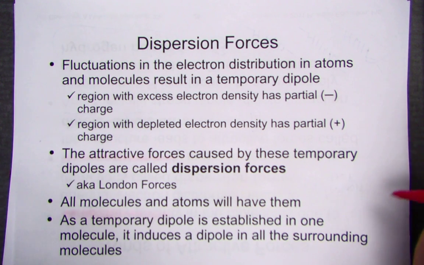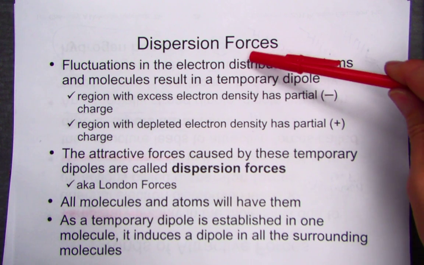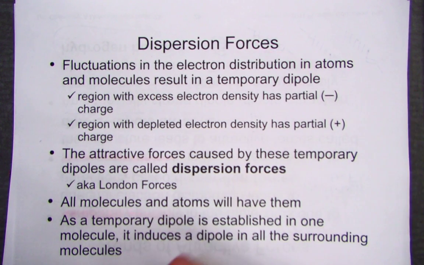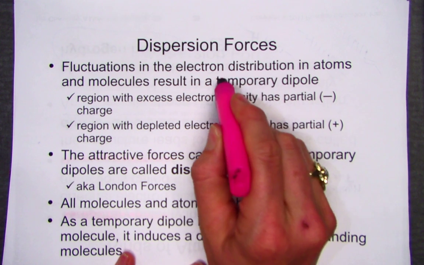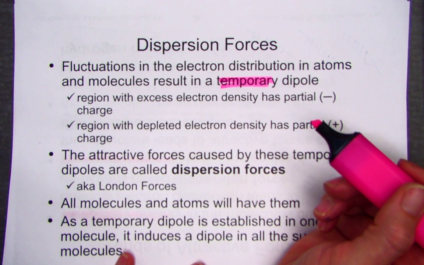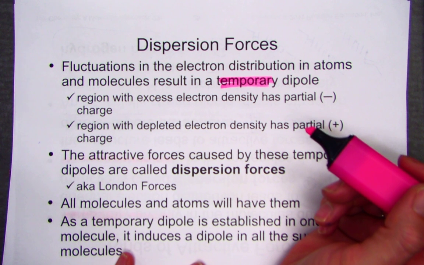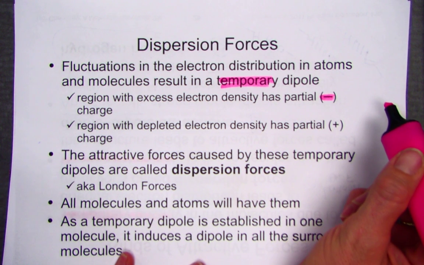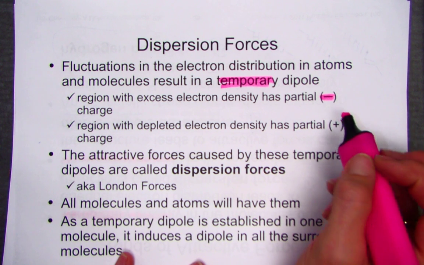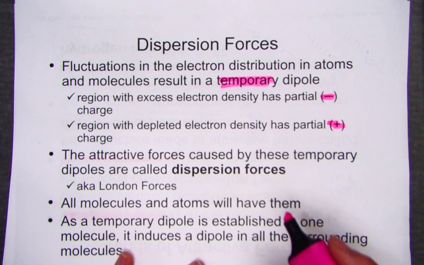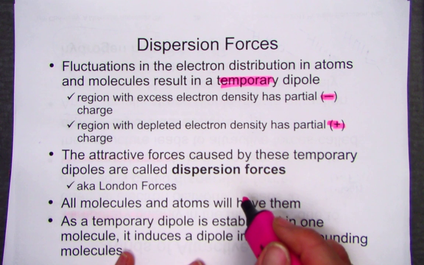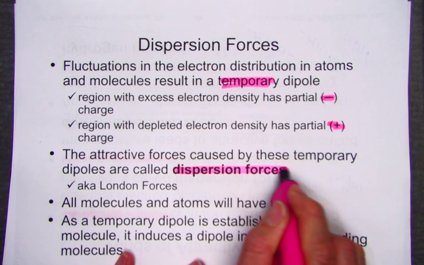Let's talk about the first category of intermolecular forces known as dispersion forces. Again, to repeat a definition, these are simply fluctuations in the electron distribution in atoms and molecules resulting in a very temporary dipole. The key here is that they're temporary. In a region that has excess electron density, we're going to see it develop a negative charge. In a region that has a depleted electron density, it will have a positive charge. The attractive forces caused by these temporary dipoles are known as dispersion forces.